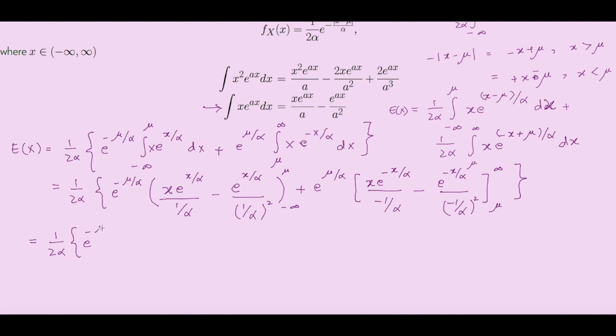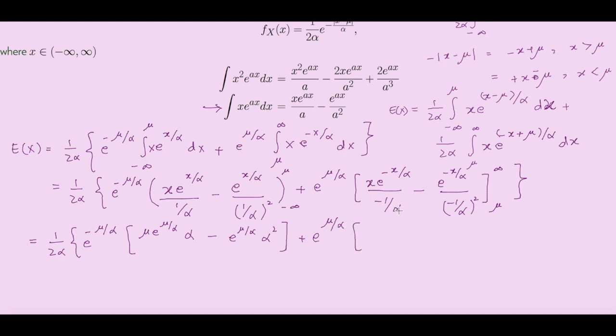So e to the minus mu over alpha. Now what do we have? Now we can put mu here and I will get mu e to the mu over alpha, and this 1 over alpha is in the denominator, so I can say just alpha minus e to the mu over alpha, and then 1 over alpha squared in the denominator, I can say alpha squared. And then if I put infinity minus infinity here, then this goes to 0 and this goes to 0, because e to the minus infinity is 0 and e to the minus infinity is 0, so I don't have to write anything here. Okay, so then I can say plus e to the mu over alpha, and then this guy is what?